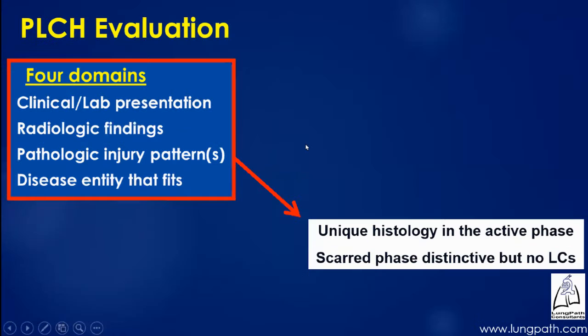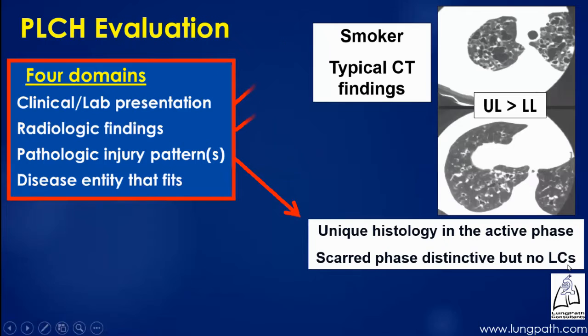So let's go back to a case evaluation. You have a biopsy from a case and you have identified the unique histology of PLCH. Or you just see a scarred phase with no Langerhans cells. How are you going to deal with those two situations?